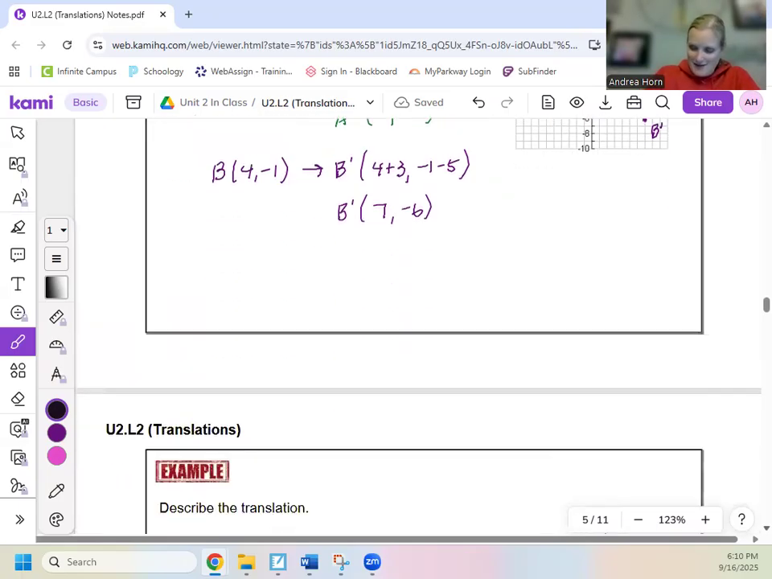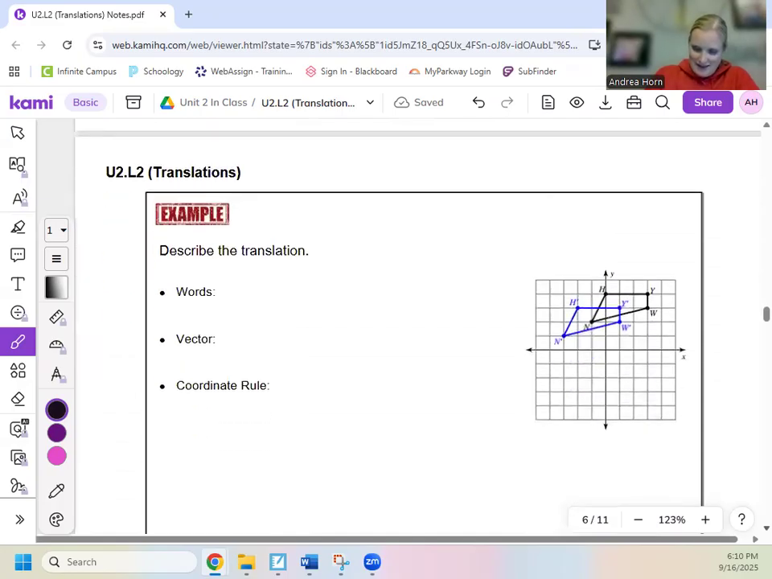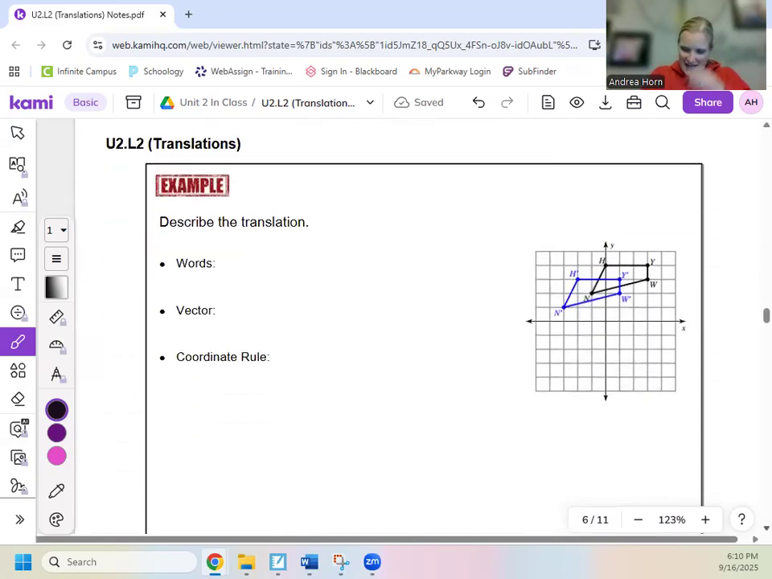Okay. Speaking of backwards, let's figure this out backwards, okay? So here it says describe the translation, and I want you to describe it in all three methods. So in our words, in our vector, and in our coordinate rule. So what I'm going to do is I'm just going to pick a point to focus on. So if I pick, let's say, H to focus on, then I'm going to look and see where H prime went. And H prime went right here, right?